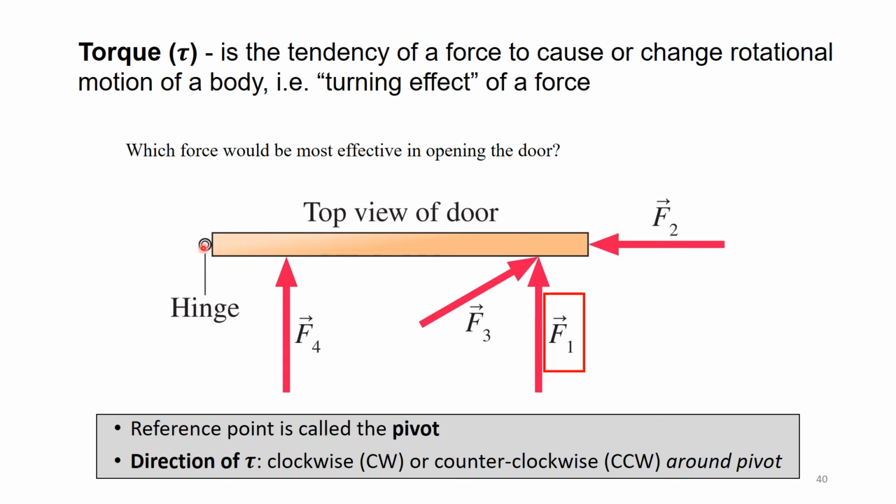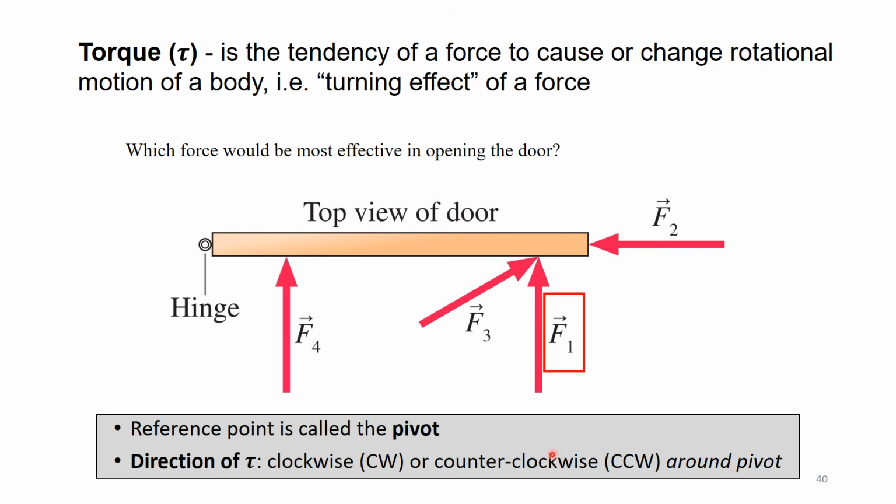Okay, so this is the same as the pivot. So what's a pivot? Pivot is just a reference point, and when you're calculating torque, you have to calculate the torque with reference to the pivot, or we say you calculate torque around the pivot. Okay, and when the door is turning, you can see that the door can turn two ways, clockwise or counterclockwise. So the torque that we generate on the door can be clockwise or counterclockwise around the pivot once again.